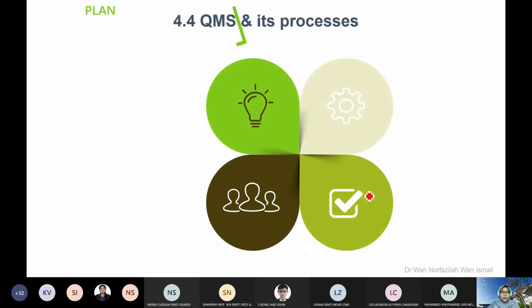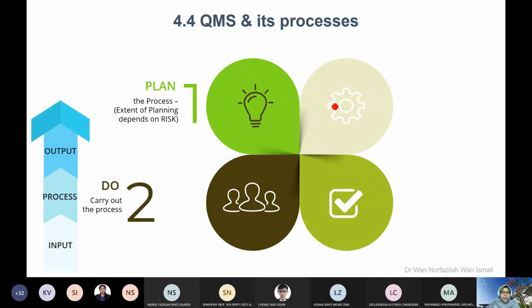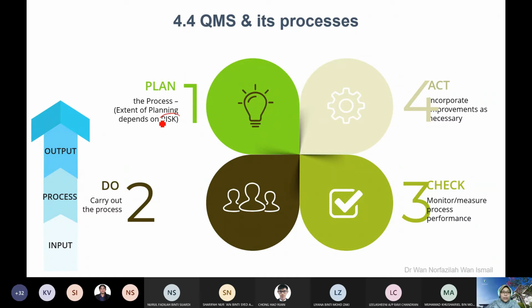And then 4.4, QMS and its processes. This one also we consider the PDCA cycle. So plan, you need to plan the process. To extend the planning, you need to consider risk. And then once you have planned, you can carry out the process. You plan to set up a water analysis laboratory. For all the processes involved, you need to consider the risk.